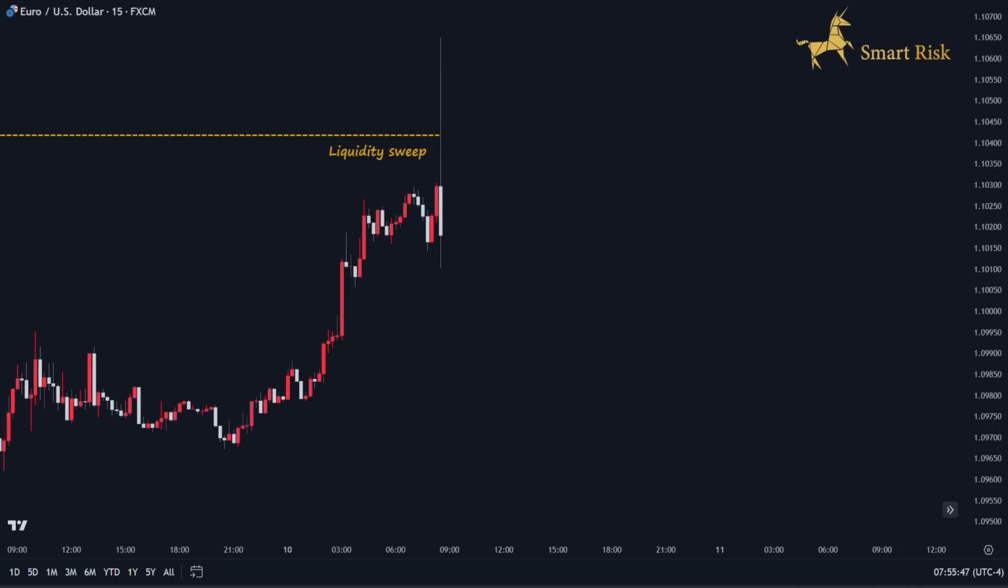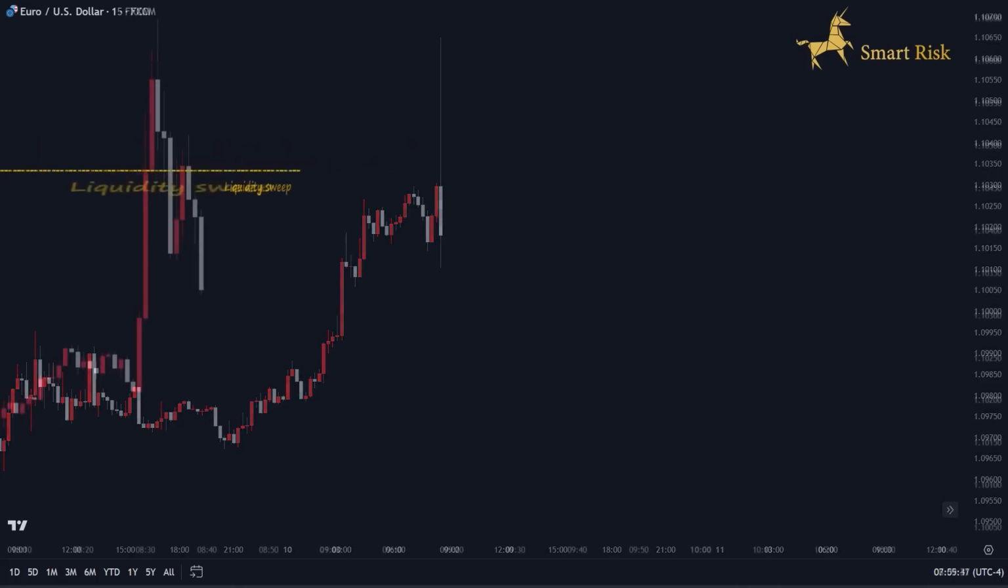Now our next course of action is zooming into the 1-minute time frame's price chart and waiting for the price to form a change of character pattern.